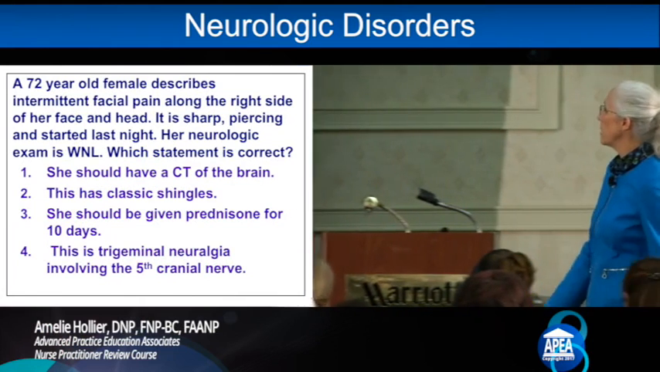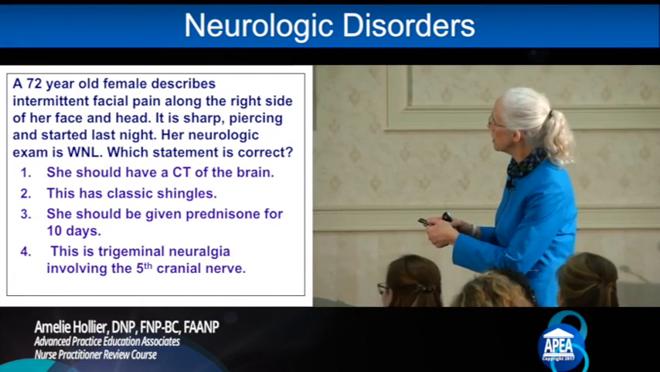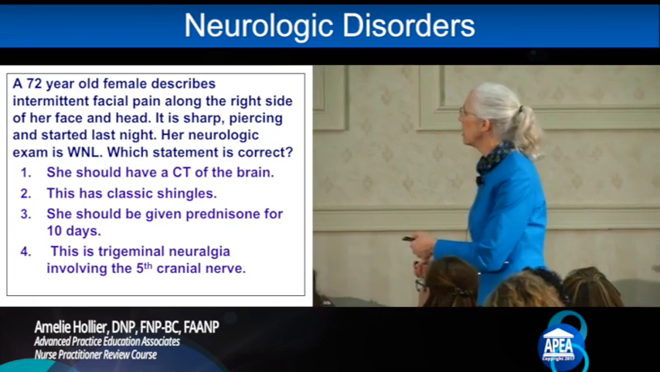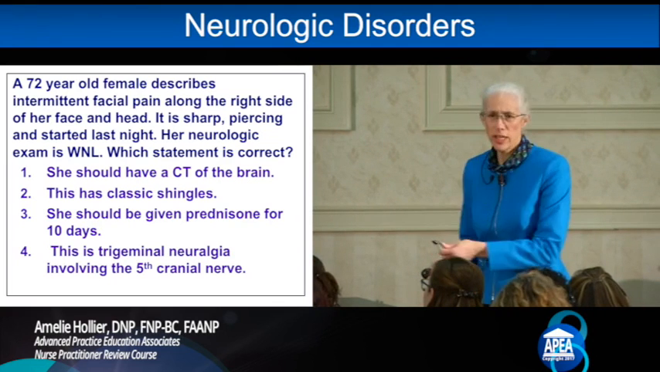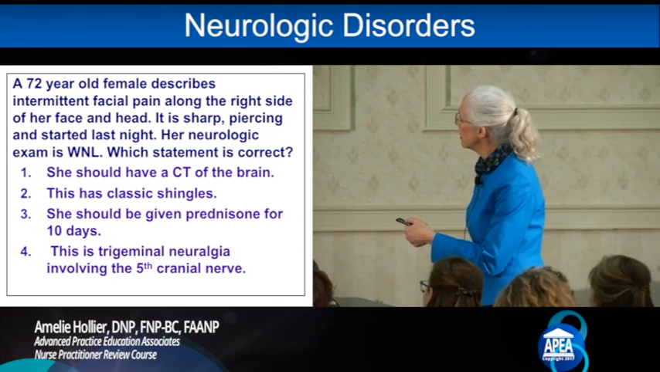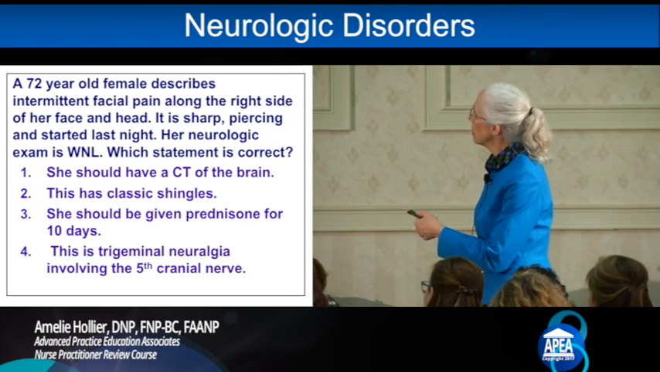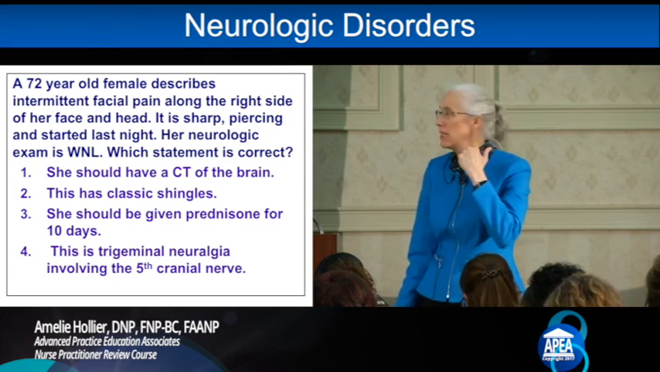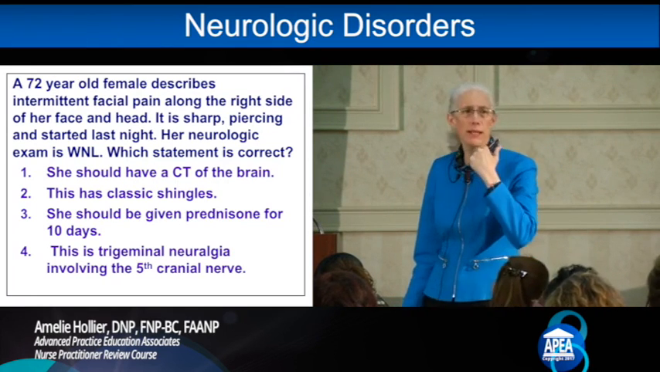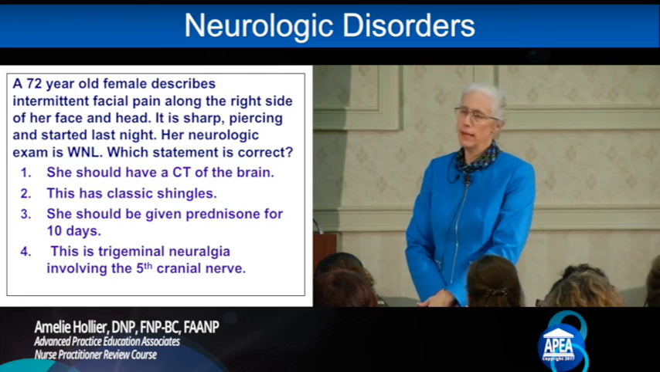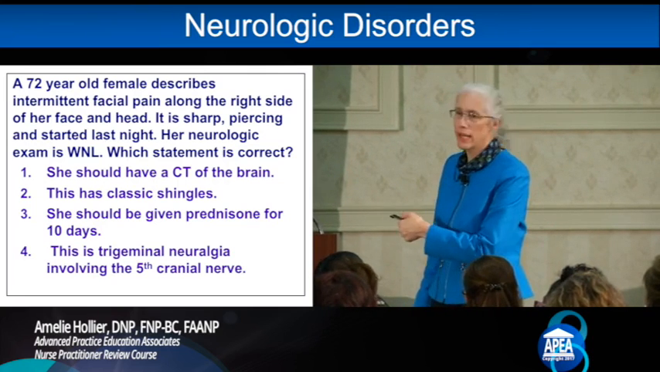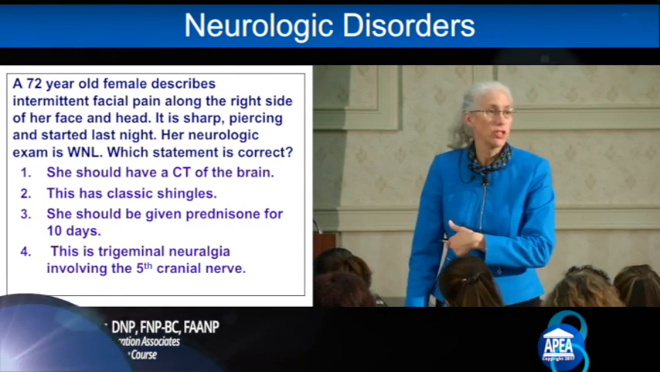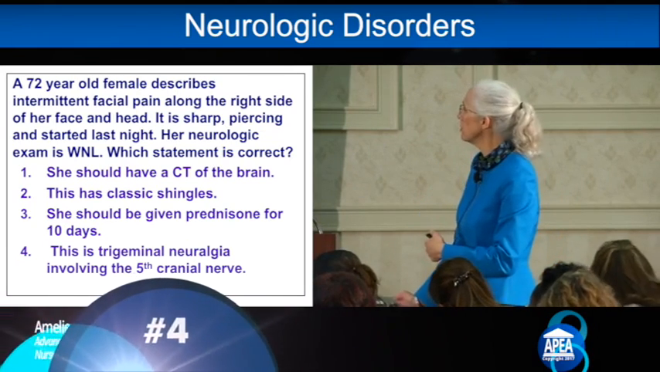So number 2, look at your next question. A 72-year-old female describes intermittent facial pain along the right side of her face and head. It's sharp, piercing, and it started last night. Her neuroexam is normal. Do you need a CT? No. What does this sound just like? Trigeminal neuralgia, right? Is the age fit the diagnosis? Yes, right? I'll circle number 4.